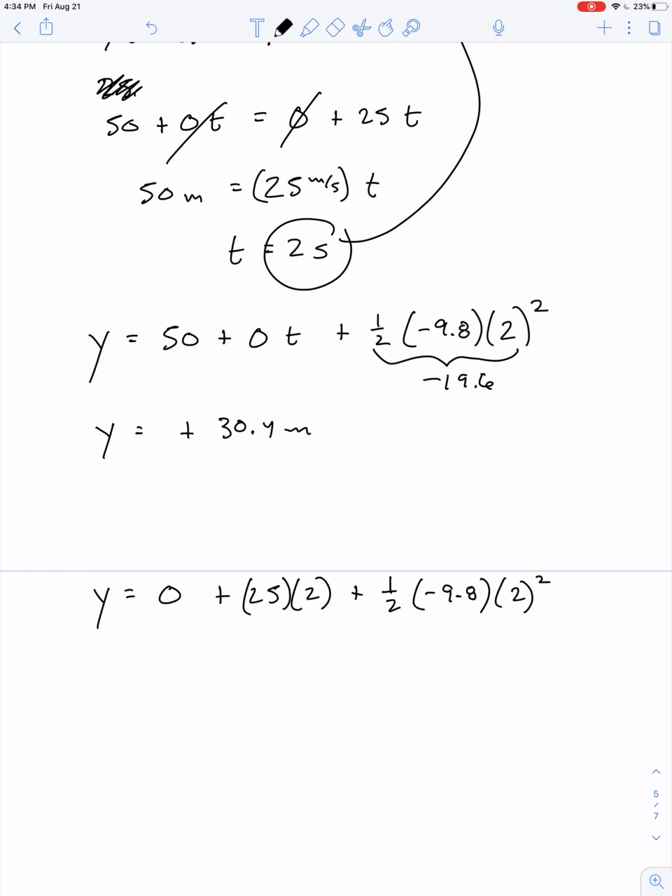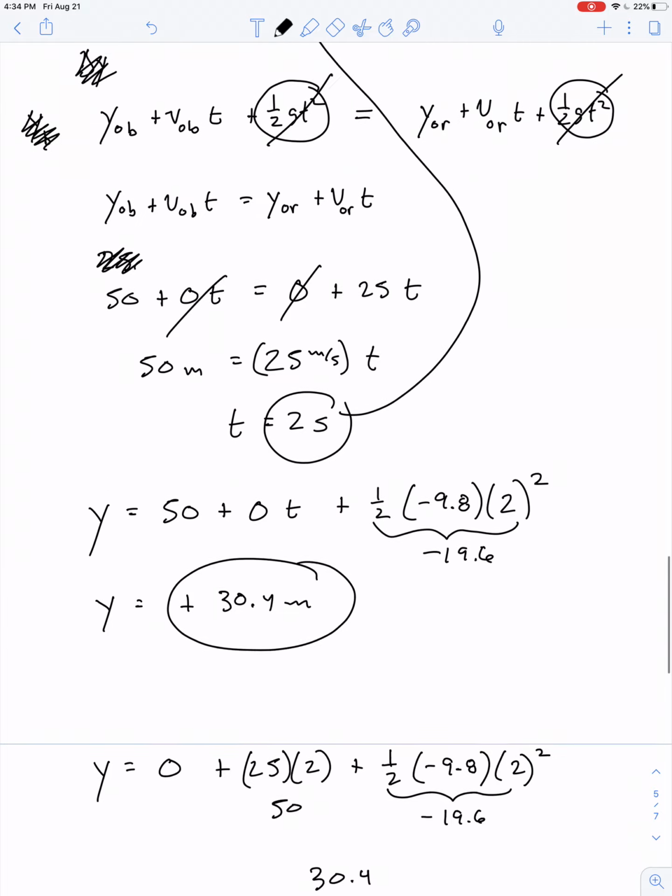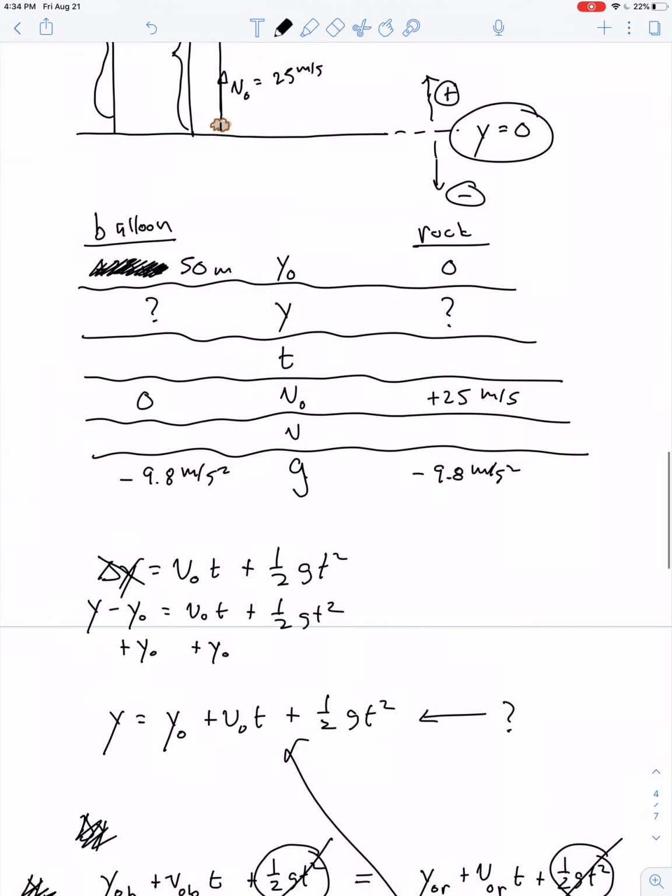So, oh yeah, well sure, 25 times 2 gives me 50, and like we just saw, all this comes out to negative 19.6, which, yeah, that's 30.4. So there it is. That's the height at which they cross paths, 30.4 meters above the ground.